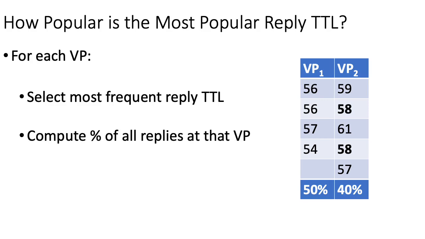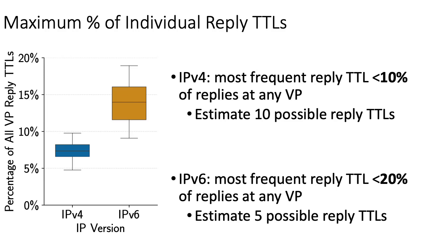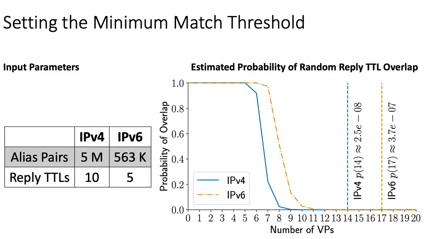Similarly for VP2, 58 is the most frequent reply, and it accounts for 40% of the replies seen at VP2. So that analysis is what I'm showing in the graph on the left. For IPv4, there's no vantage point that has a single reply TTL account for more than 10% of its responses. This allows me to conservatively say that there are 10 possible reply TTL responses in IPv4 with uniform probability. And in IPv6, no vantage point has a single reply account for more than 20% of its responses, so I assumed 5 possible responses for IPv6.